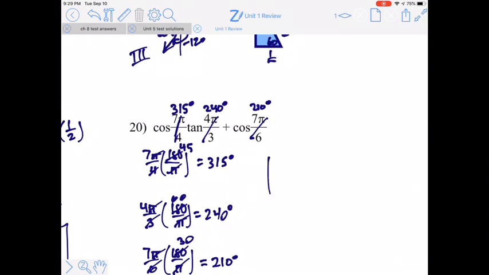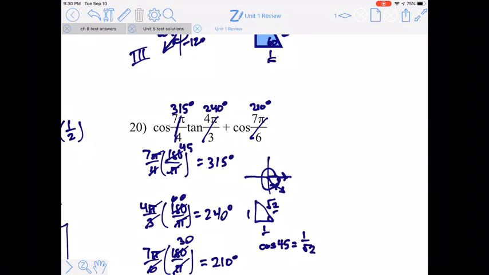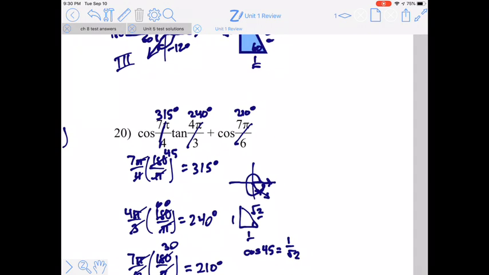So for the first one, 315 degrees is right there. The reference angle there would be 45 degrees. So I need a 45, 45, 90 triangle. And then cosine is adjacent over hypotenuse. So the cosine of 45 is 1 over the square root of 2. And since we're in quadrant 4 for that one, in quadrant 4, cosine stays positive. So that one's going to stay positive 1 over the square root of 2.